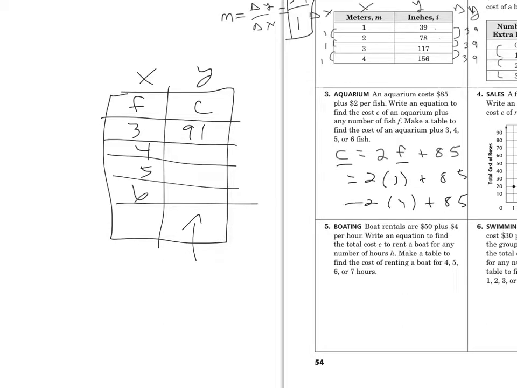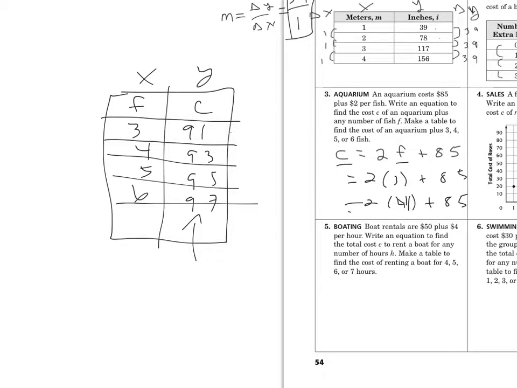And then 2 times 4 is 8, plus 85 is $93. And then 2 times 5 is 10, plus 85 is $95. And then the last one is $97.